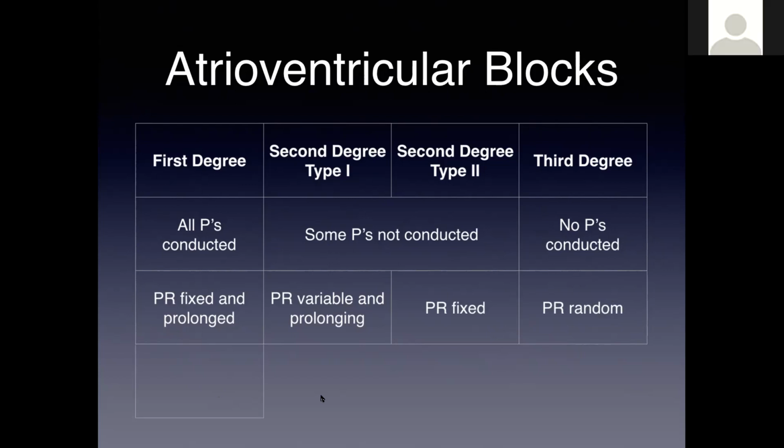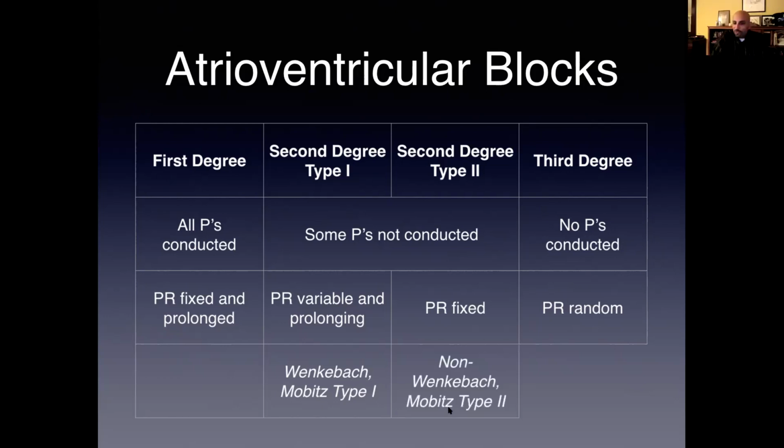Wenckebach, Mobitz type 1. We can call it Wenckebach, or we can call it Mobitz type 1. And what are the other names for second degree type 2? Mobitz 2, and sometimes you'll hear it called non-Wenckebach.